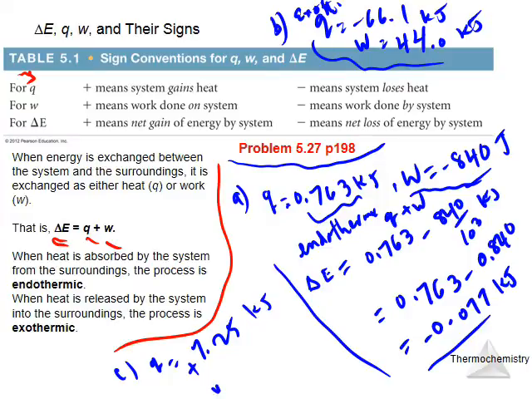Work is defined by force times displacement. If there is no displacement, then there is no work done. So in this case, delta E, which is given by Q plus W, since W is 0, would be simply 7.25 kilojoule. And since heat is positive, this is an endothermic reaction.